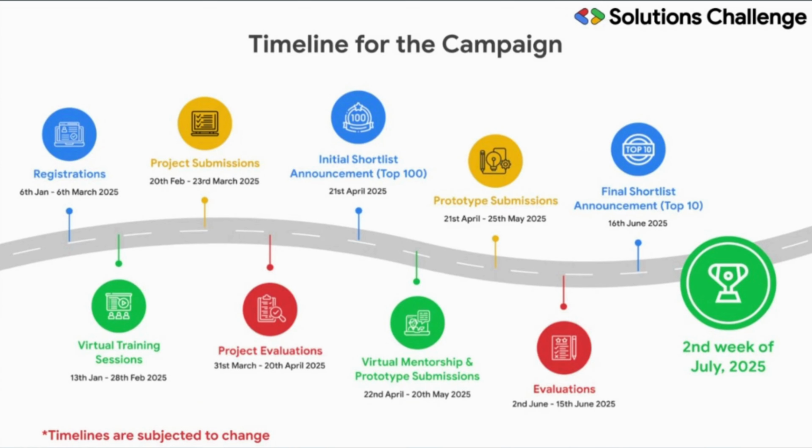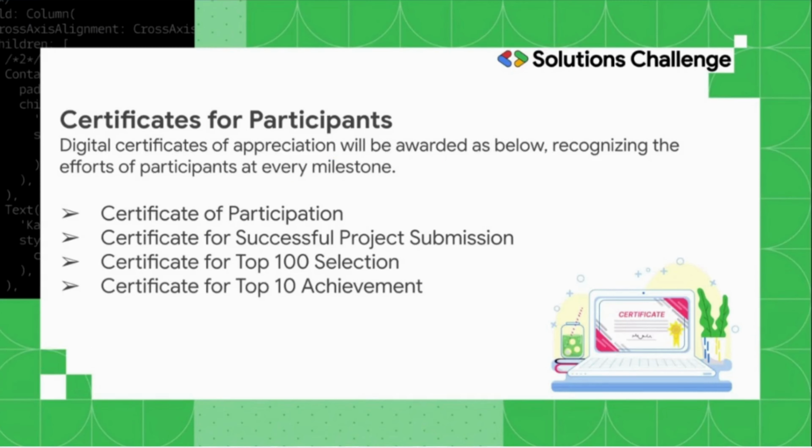So what is the timeline for the campaign? The campaign is going to look somewhat like this and the timelines may be changed. So you can refer to this and decide whether you have to participate or what you will do. In Solution Challenge, you will get a certificate for your participation at every stage you achieve. You will get certificates for every milestone you achieve: a certificate for participation, a certificate for successful project submission, a certificate if you get shortlisted in the top 100 teams, and a certificate if you get shortlisted in the top 10 teams.